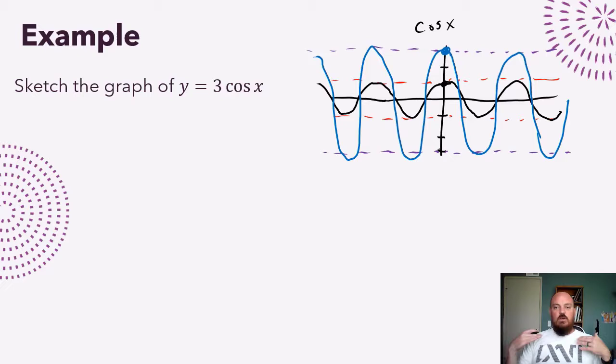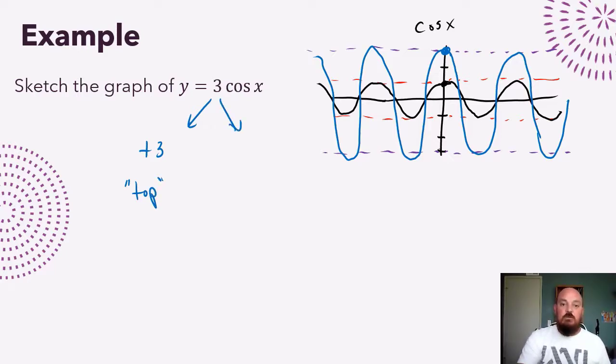So basically, the graph of whatever you're doing, sine or cosine, if you take the number in front of it, +3 is the top of your graph, and the negative version of that is the bottom.